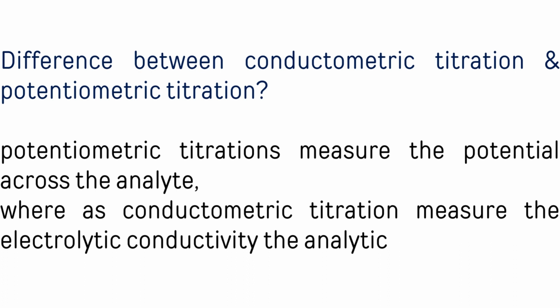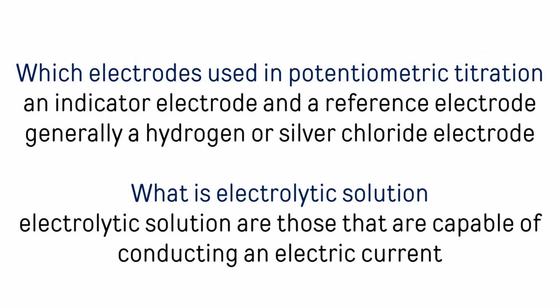Potentiometric titration measures the potential across the analyte, whereas conductometric titration measures the electrolytic conductivity of the analyte. Which electrodes are used in potentiometric titration? An indicator electrode and a reference electrode, generally a hydrogen or silver chloride electrode. What is electrolytic solution? Electrolytic solutions are those that are capable of conducting an electric current.